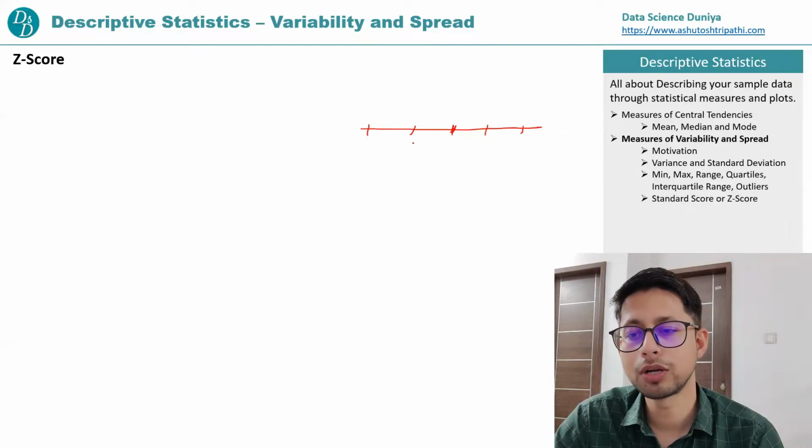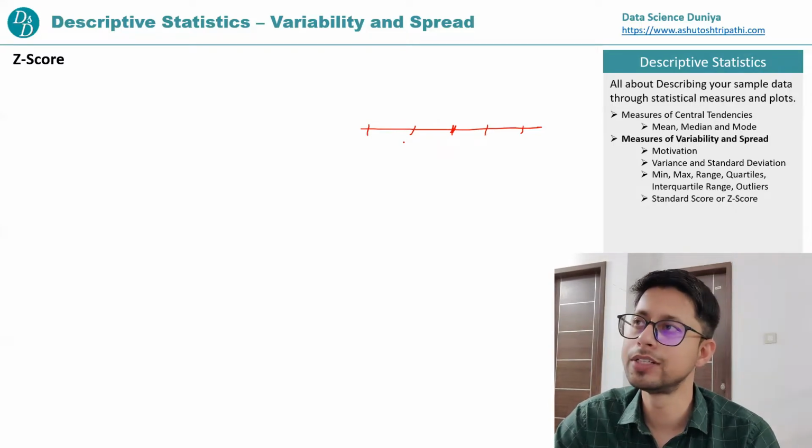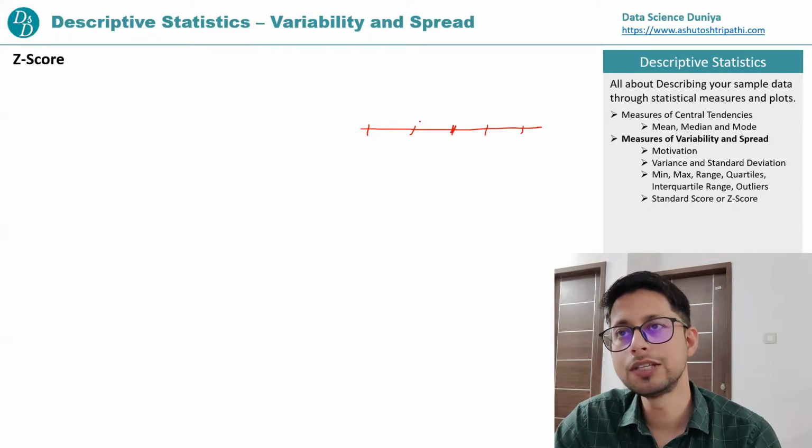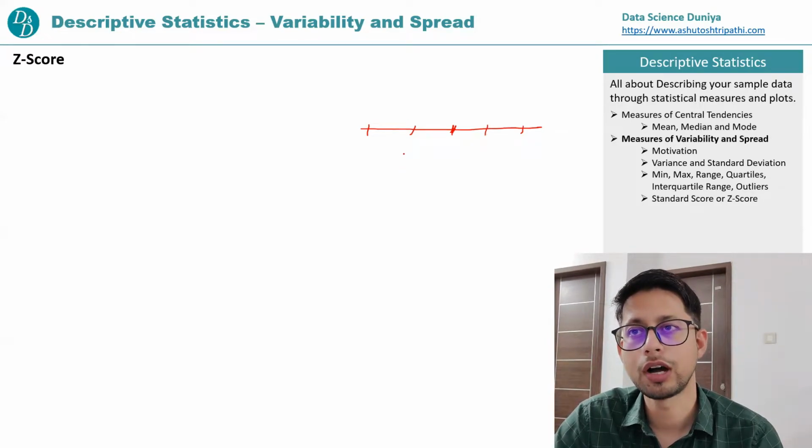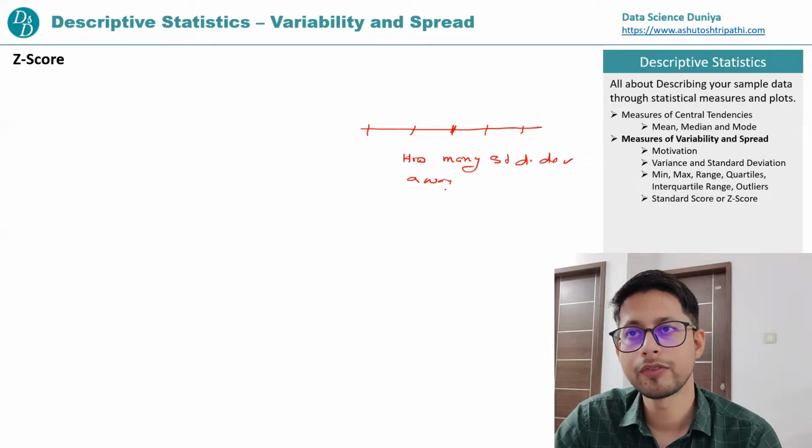When we talk about how many, it becomes very concrete, discrete level. That's where Z-score comes into the picture. Z-score tells you in terms of number of standard deviations: how many standard deviations away your data points are with respect to the mean point.